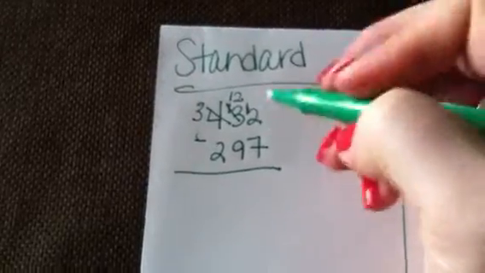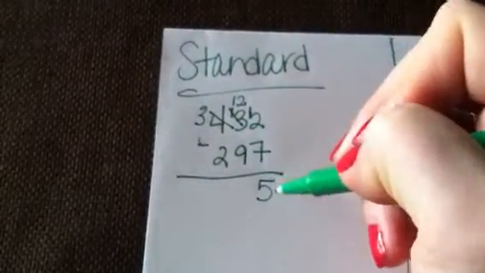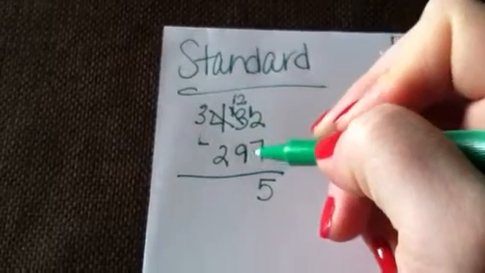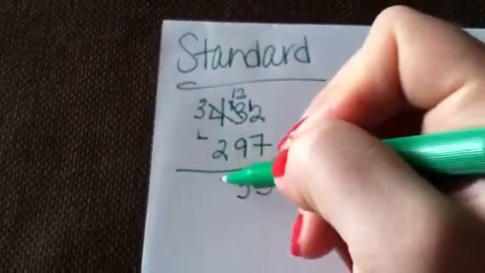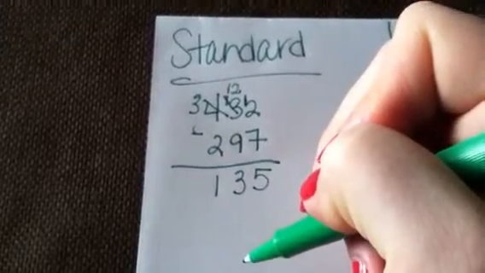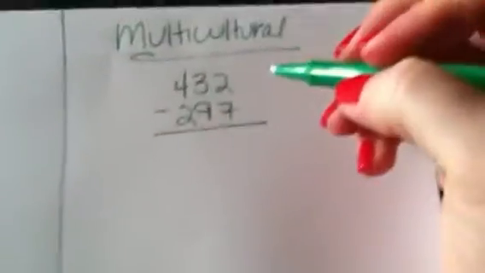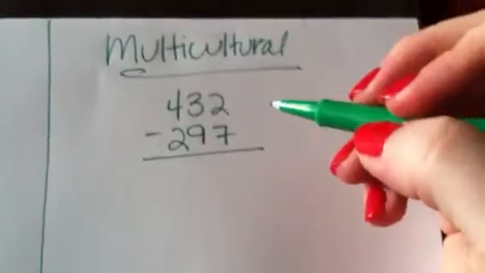12 minus 7 is 5. 12 minus 9 is 3. And 3 minus 2 is 1. 135. Okay, let's move on to our multicultural method.